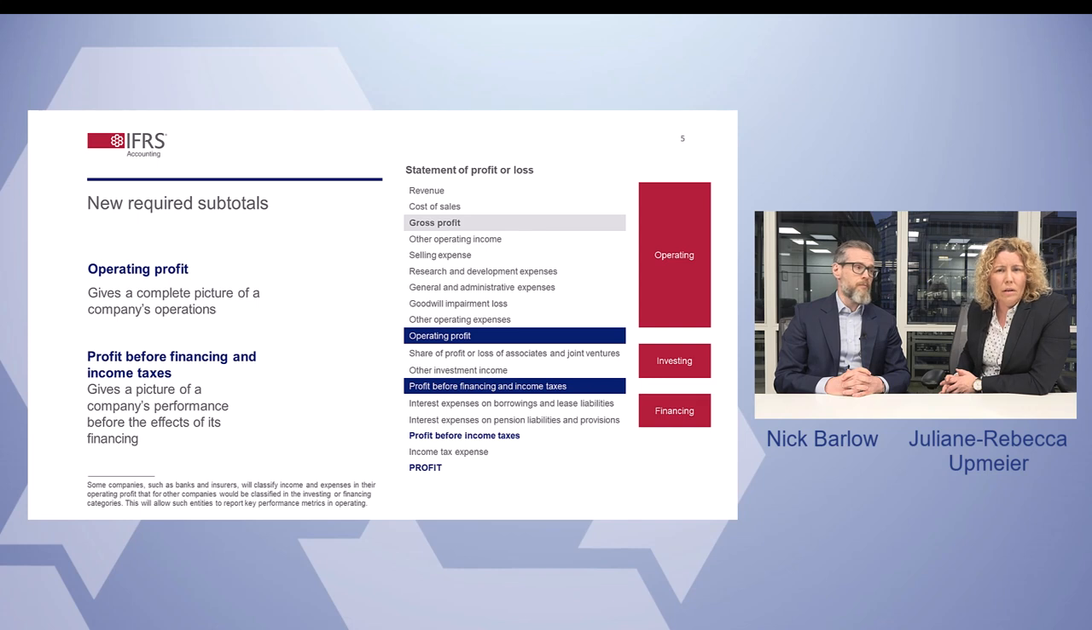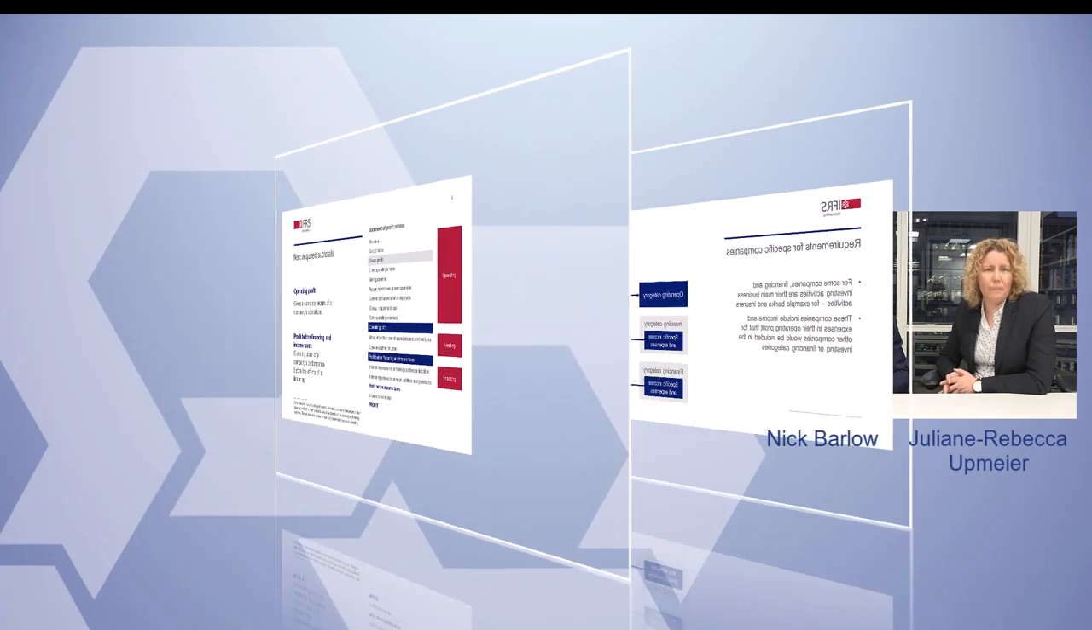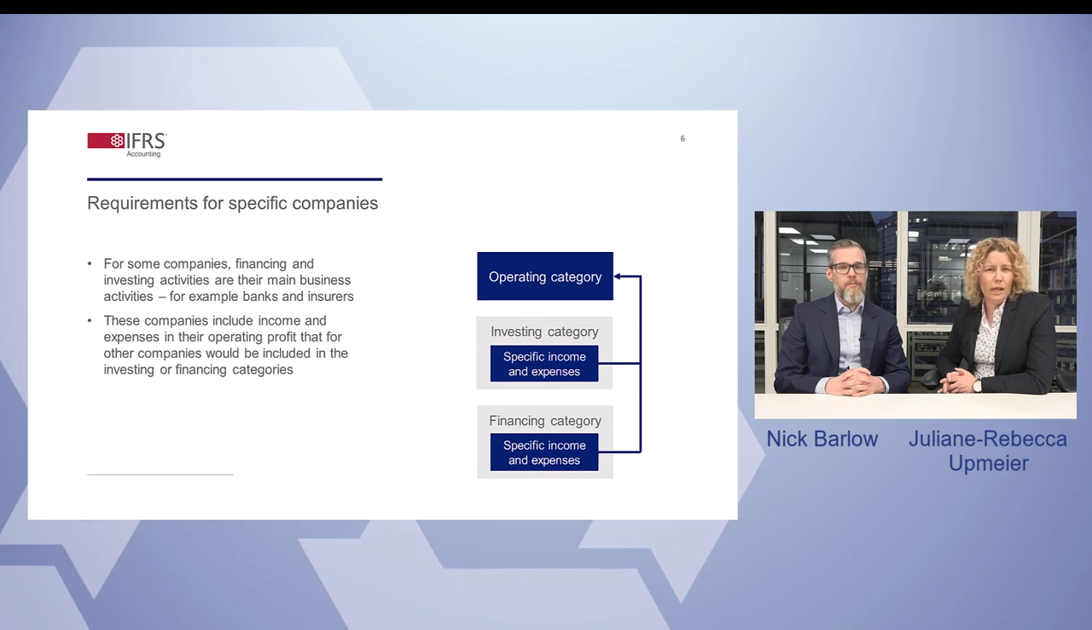The subtotal operating profit or loss will give a complete picture of a company's operations. All companies will be required to present that subtotal, so it will provide a consistent and comprehensive starting point for investors' analysis. The investing category includes income and expenses from investments accounted for using the equity method, as well as income and expenses from cash and cash equivalents, and other investments that investors analyze separately to a company's operations. The financing category, together with the profit before financing and income taxes subtotal, will allow investors to analyze the performance of a company before the effect of its financing decisions. Operating profit is intended to include income and expenses used in key metrics of operating performance.